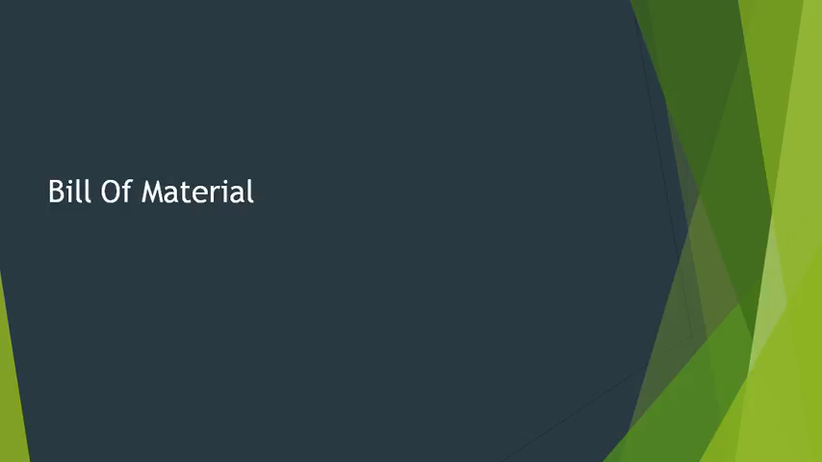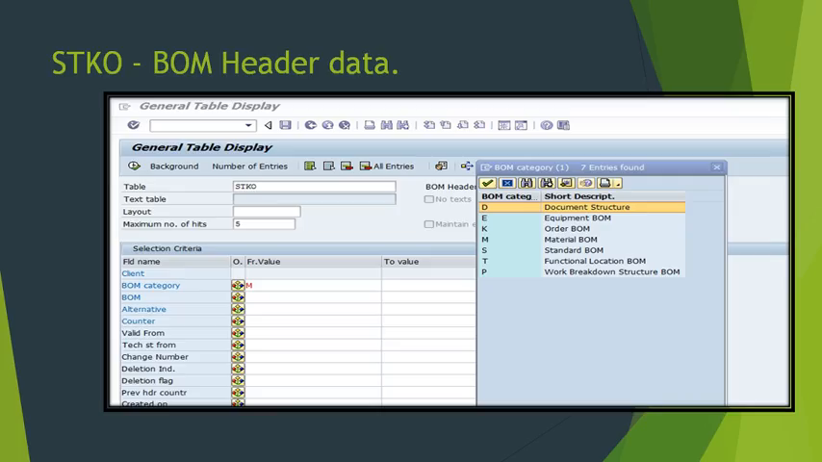Now we'll see the tables which are related to the bill of material. Basically I have written only two tables, STKO and STPO, which give the information of the bill of material at header level and item level. STKO is used to give the information of the material at the header level.